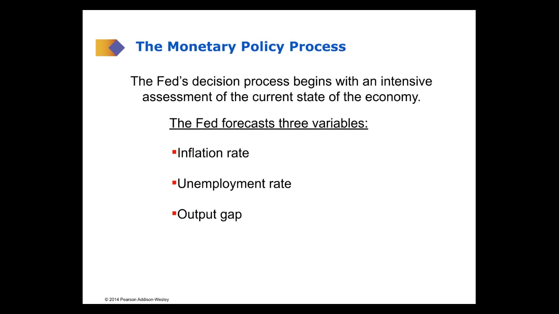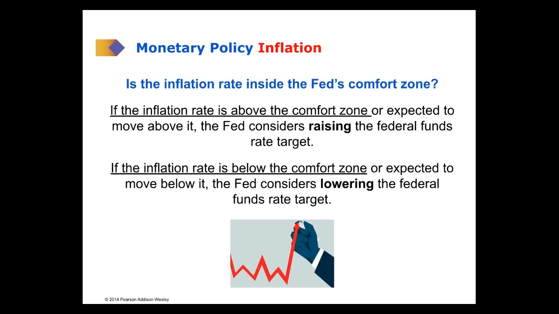So when they're doing monetary policy, they have 3 goals. They want to have stable prices, they want to maximize employment, and they want to make sure that the output for the economy is as close to potential GDP as possible. So they forecast the inflation rate, the unemployment rate, and the output gap. And so when they're worried about inflation, they want to know, is the inflation rate inside of the Fed's comfort zone? And by inflation rate, they are looking at the core inflation rate.